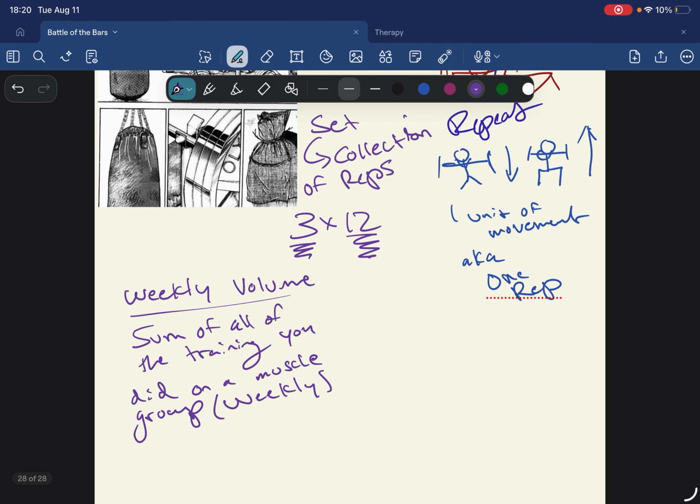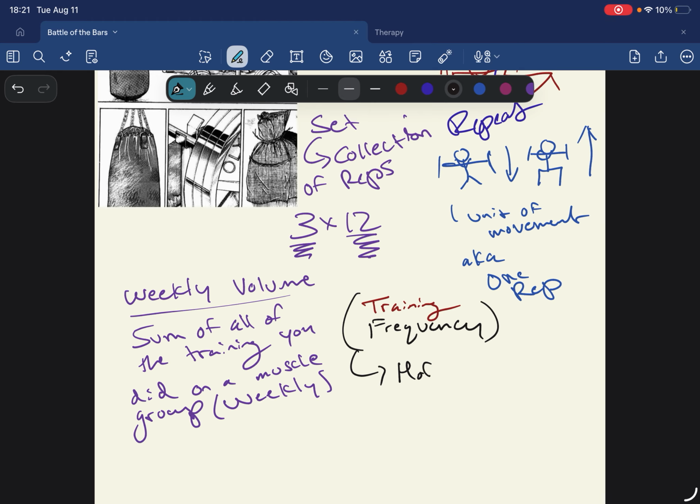One way to make sure that you do get enough volume on your muscles is through frequency. Specifically, training frequency. And really, all this is just how often.